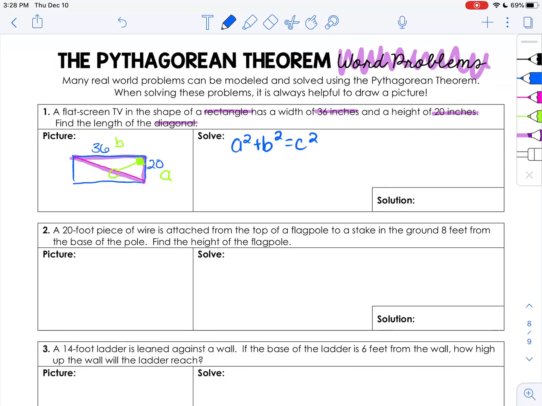So when we plug that information in, 20 squared plus 36 squared equals c squared. Then using a calculator, 20 squared is 400, plus 36 squared is 1,296. And when I add those two together, I get 1,696. But then remember, we have to find the square root of both sides so that we have just c. So using a calculator, finding the square root of 1,696, we get 41.2.